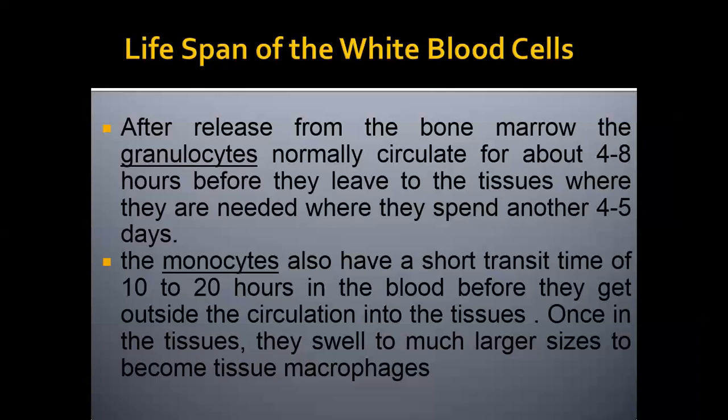Now we come to the lifespan of the white blood cells after being released from the marrow. The lifespan of different white blood cells differs according to the type of the cells.